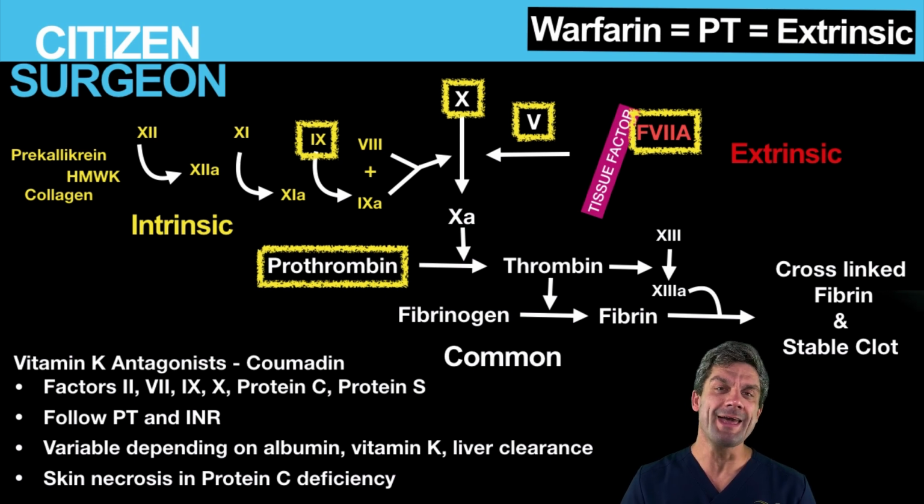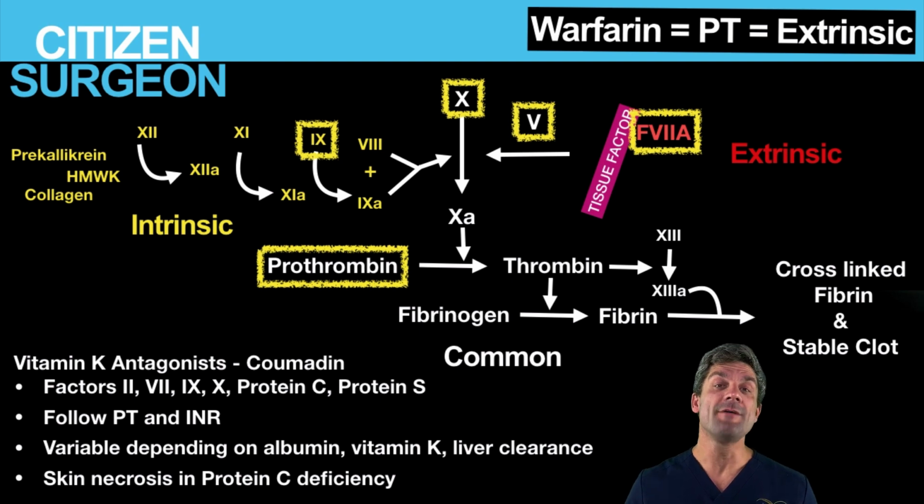Well, vitamin K antagonist is actually an inhibitor of vitamin K reductase, so it inhibits the recycling of vitamin K from the inactive to the active form. And these are factors 2, 7, 9, and 10, as well as protein C and protein S. But the major effect is on the extrinsic pathway through the inhibition of factor 7 and factor 10.